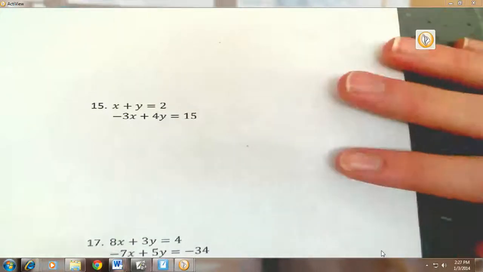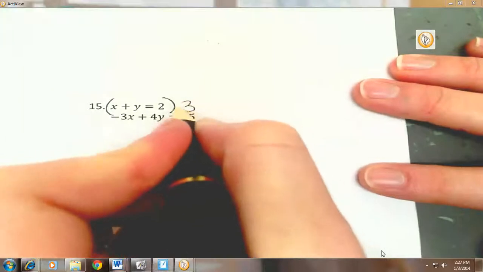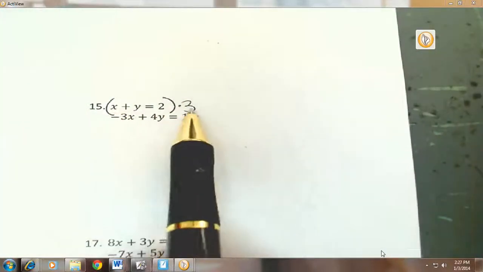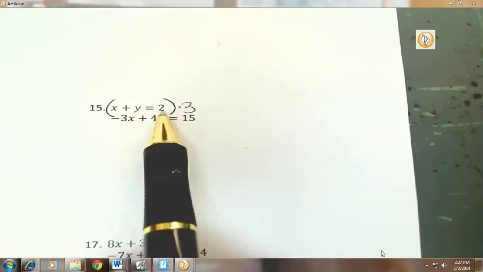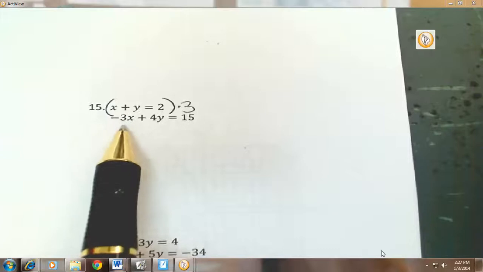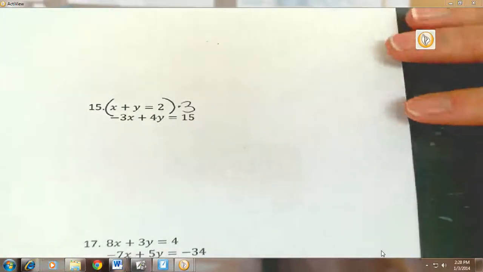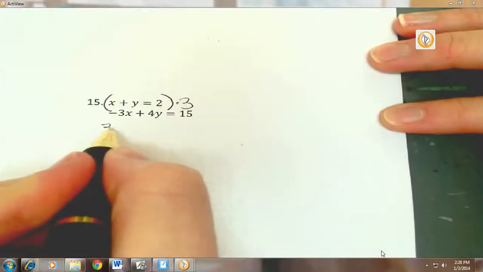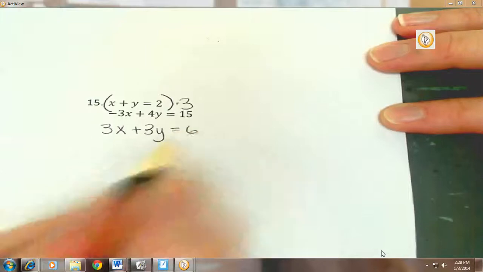Back to problem 15, notice we do not have opposite terms. I'm thinking I could probably easily get opposite terms by multiplying the top equation by 3. I'm thinking ahead here. If I multiply the top equation by 3, I'll have 3x plus 3y equals 6. So that 3x here is going to be an opposite term with that negative 3x, which is exactly what I need in order to perform elimination. So let's go ahead and distribute the 3 throughout the top equation. We have 3x plus 3y equals 6.